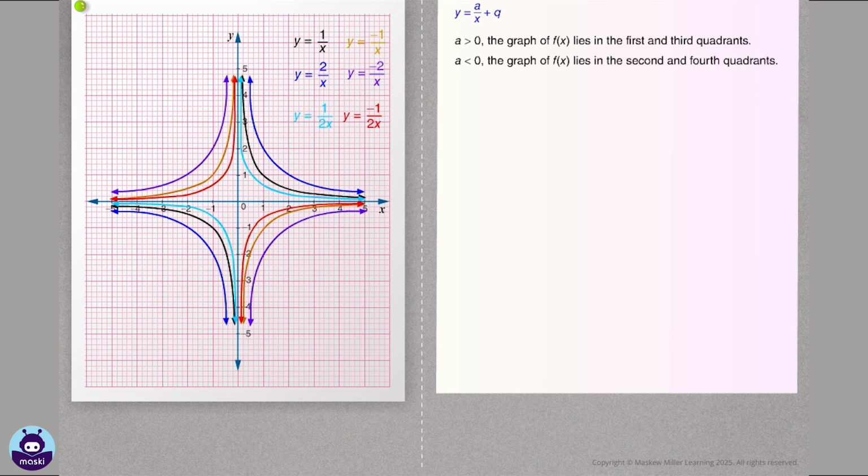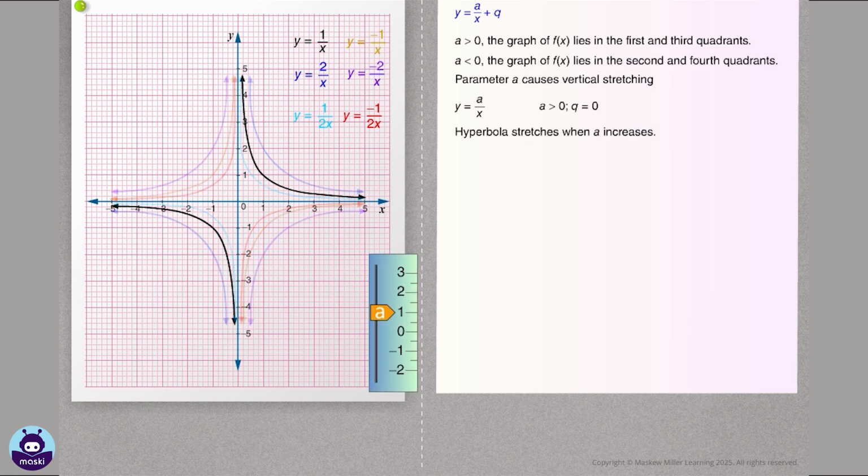Let us revise the effect of parameter a on hyperbola y equals a over x plus q. Recall that parameter a causes vertical stretching. Let us consider the first case when a is greater than 0. We can see that as a increases from 1 to 2, the graph is stretched vertically. In other words, the graph moves away from the axes. As a decreases, as it does here from 1 to half, the graph moves closer to the axes.